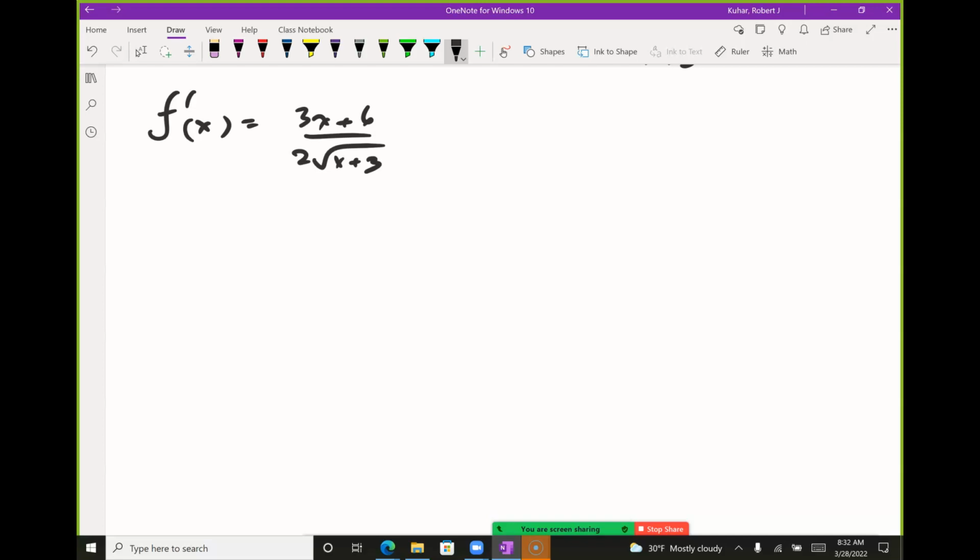So, next step, find the critical values, right? F prime of x does not exist at x equals -3, right? But it's the very end of my domain, so I'm not going to test to the left of it, right? And f prime of x equals 0 at x equals -2.